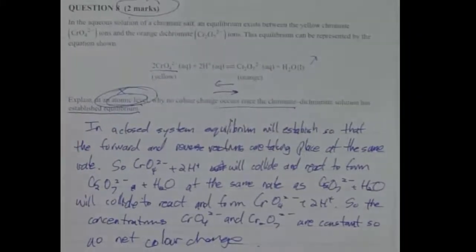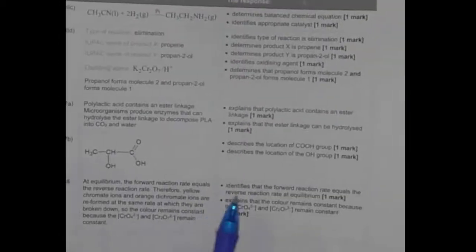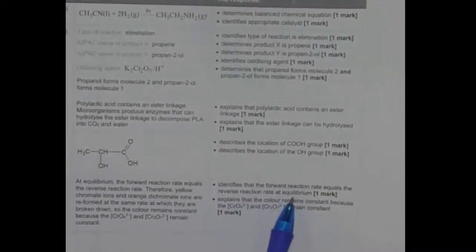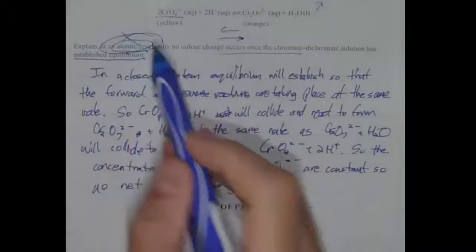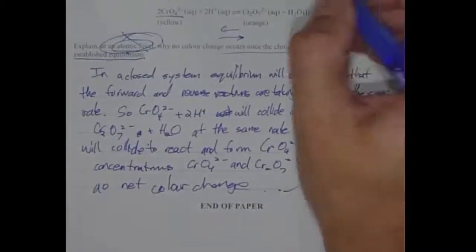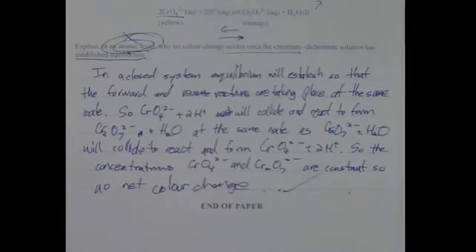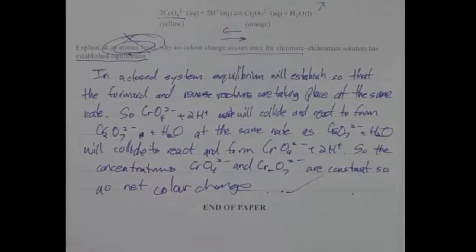One too many of these. What have we got? Identifies forward reaction equals reverse reaction equilibrium. Yeah. Explains the color remains constant because concentrations remain constant. So why did you emphasize atomic level? What the hell, why did you even say that? I don't know, but I'm just glad to be done. All right. Tough work. All right.